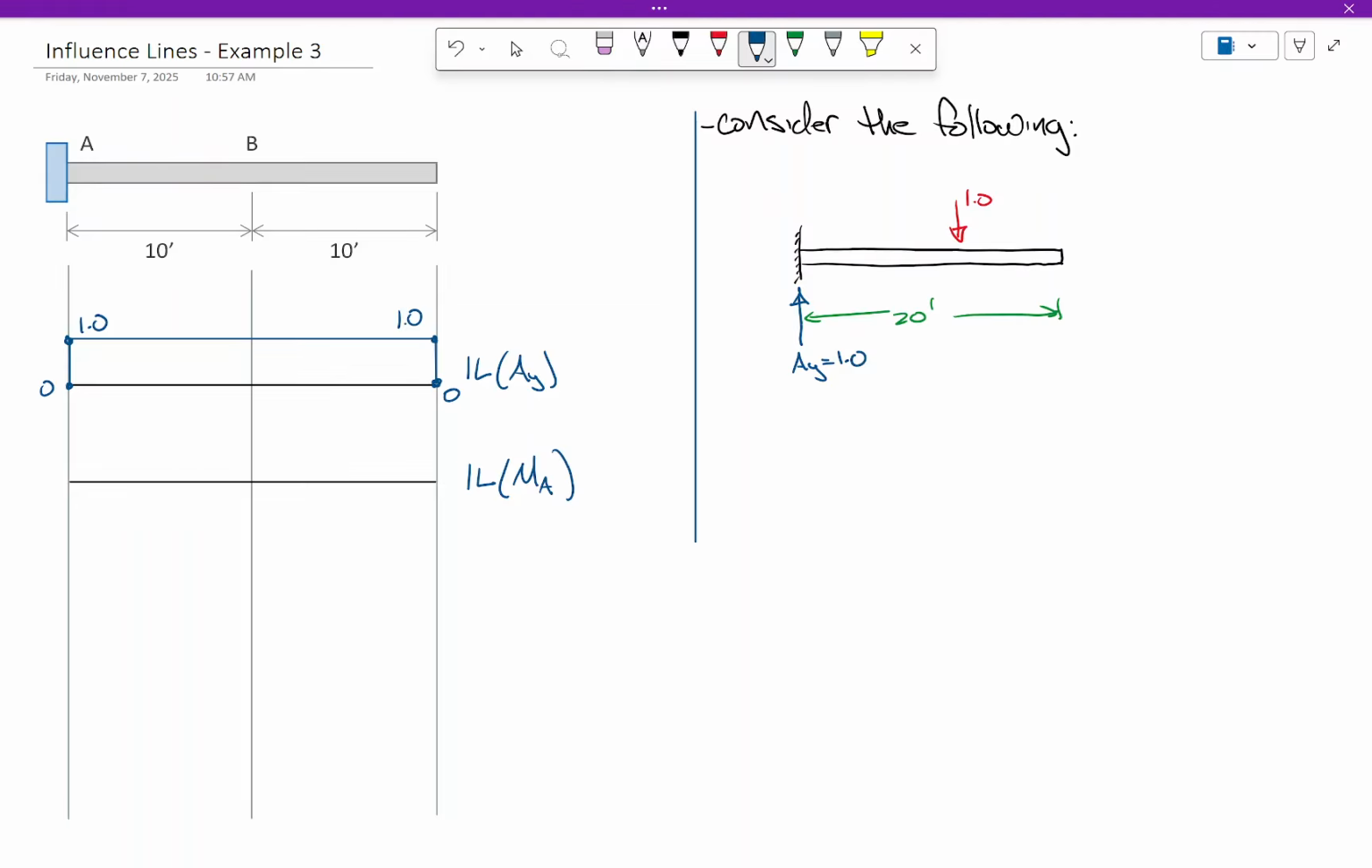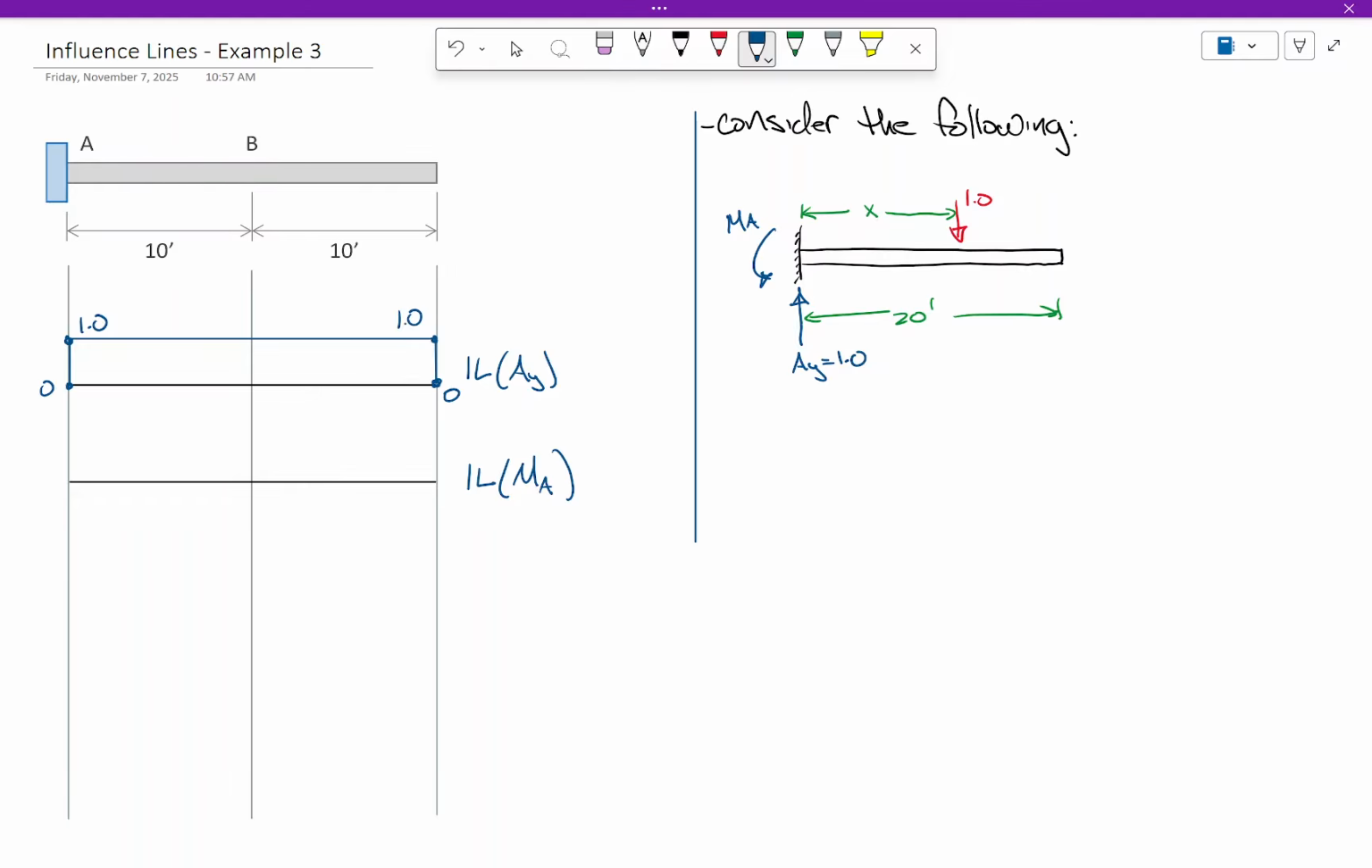Okay. What about MA? Let's try this. Okay. Let's throw a little bit of algebra into the mix. Let's take this load and let's place it there. Where is there? Some distance x from the support. And let's say that my moment reaction faces like that.